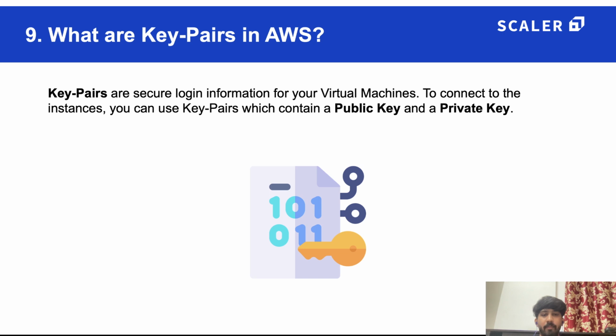It's pretty simple. Private key, public key. With this private key, you will be able to decrypt the public key. Once it is decrypted, then you will be given access to the server. Then you can start using it. That's basically key pairs. It's pretty simple.